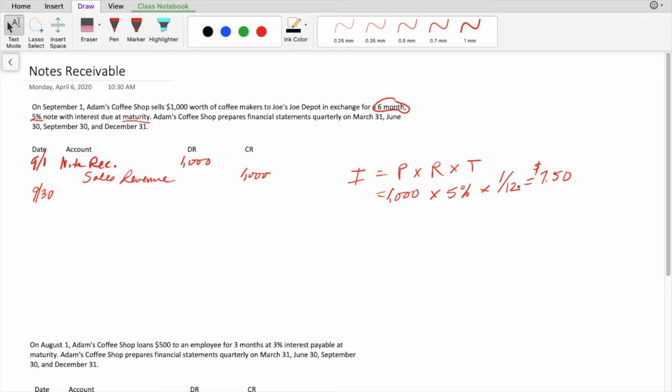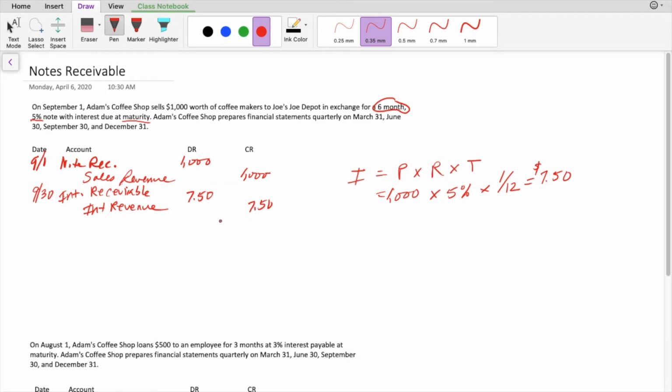What do I record? Well, I need to record the fact that he owes me interest. So I'm going to record interest receivable. Interest receivable will be for $7.50. Now, what am I going to credit? Well, as I said before, I am charging interest on this transaction, and so I have earned interest revenue, $7.50.